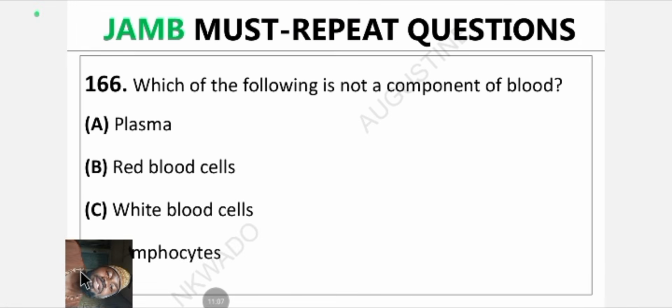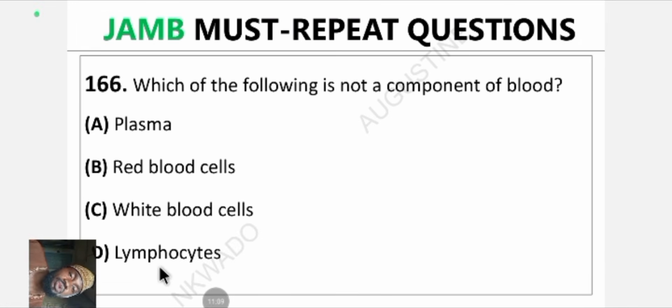Now that we have understood the supportive system in both plants and animals, let's take some JAMB must-repeat questions to test the knowledge we've acquired so far, so we can go back and restudy, practice again to get better in this topic. JAMB must-repeat questions. Question 166. Which of the following is a component of blood? A. Plasma. B. Red blood cell. C. White blood cell. D. Lymphocyte. What's the answer? Drop the answer in the comment section.